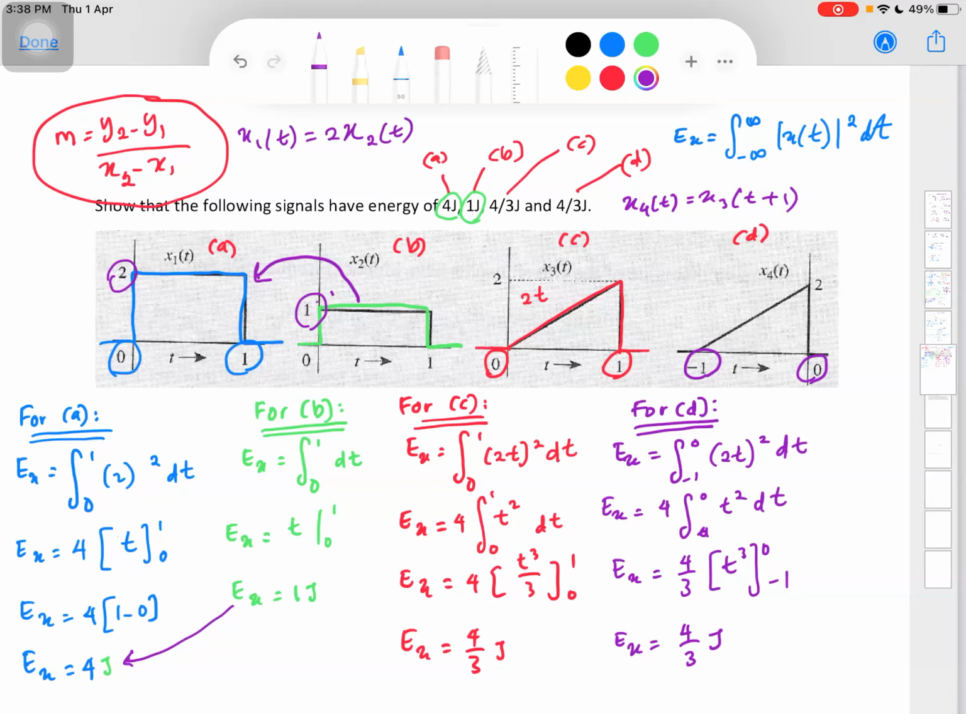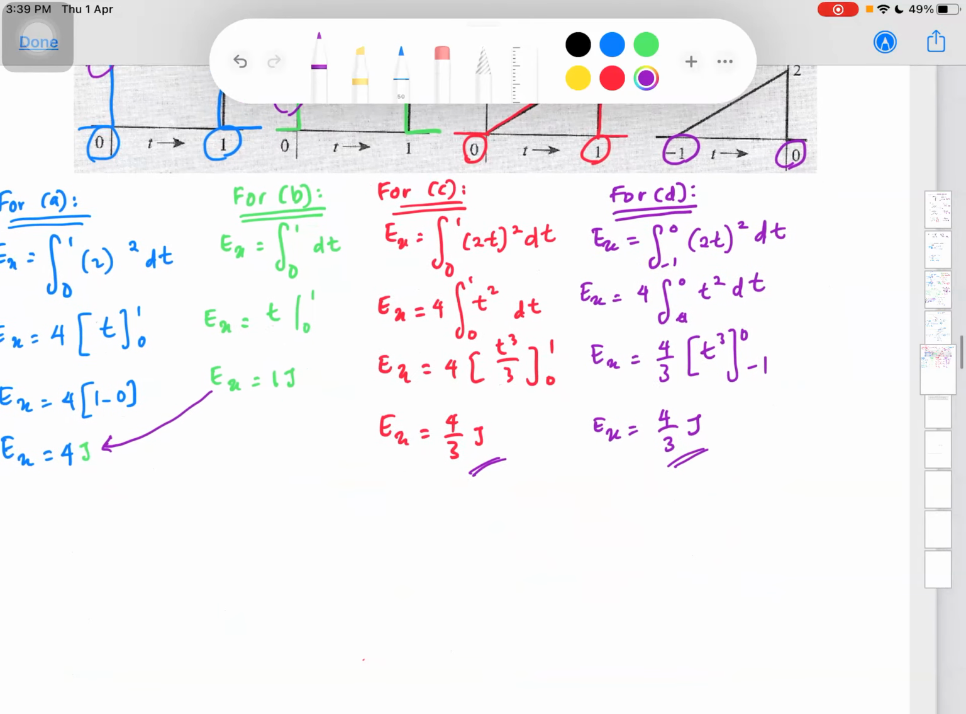Now for signals C and D, we can see that when the signal is shifted to the left 1 unit, the energy is still the same. So it means shifting the time of the signal will not affect the energy of the signal.